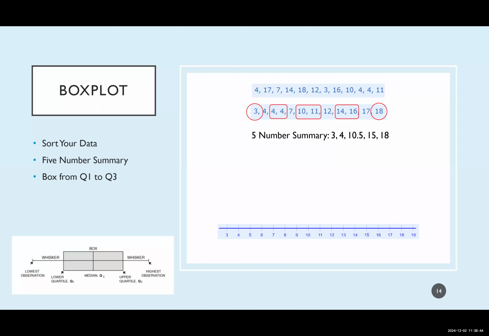First thing we draw is our box from Q1 to Q3. So that's from 4 to 15. Then we're going to mark where the median is. That's 10.5. And then lastly, you're going to draw a line extending to the min and to the max. So that's going to be to the left to 3 and to the right to 18, and then dash it with some whiskers. And that's your box plot.